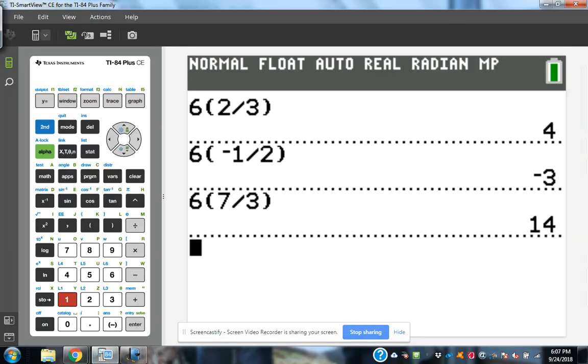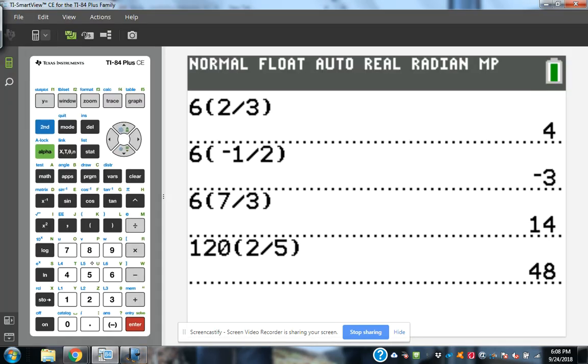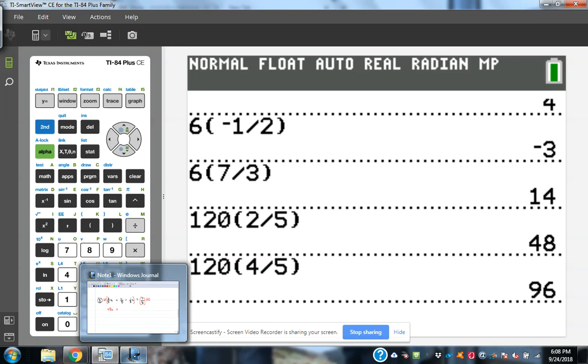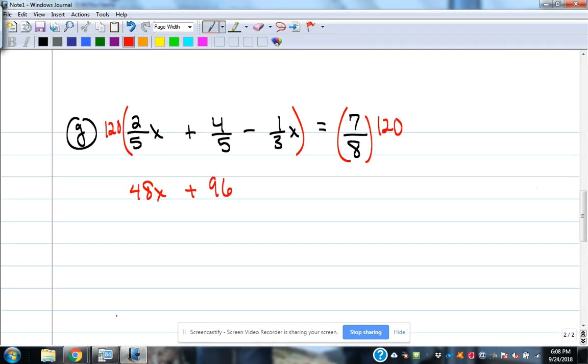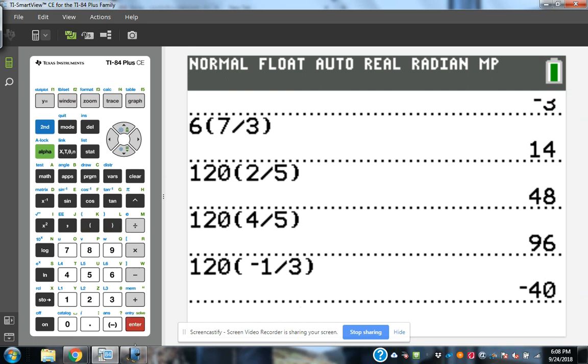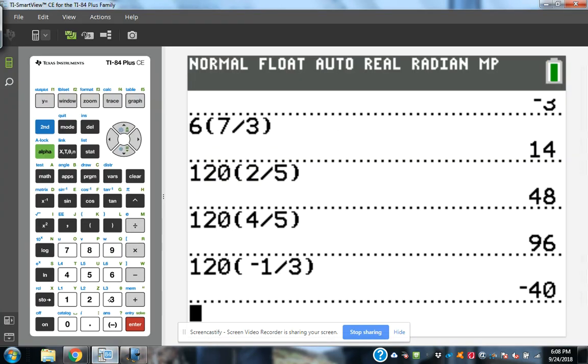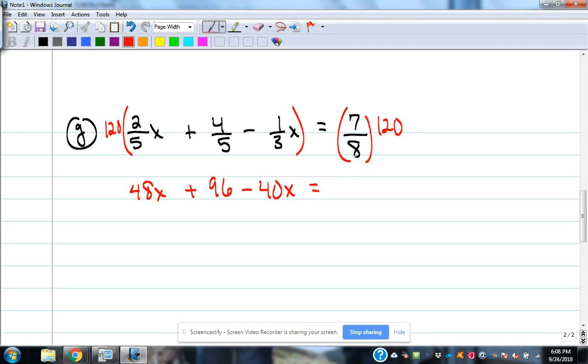Okay? So I'm taking 120 times 2/5. I get 48x. 120 times 4/5, 96. 120 times negative 1/3, negative 40x. 120 times 7/8, 105.